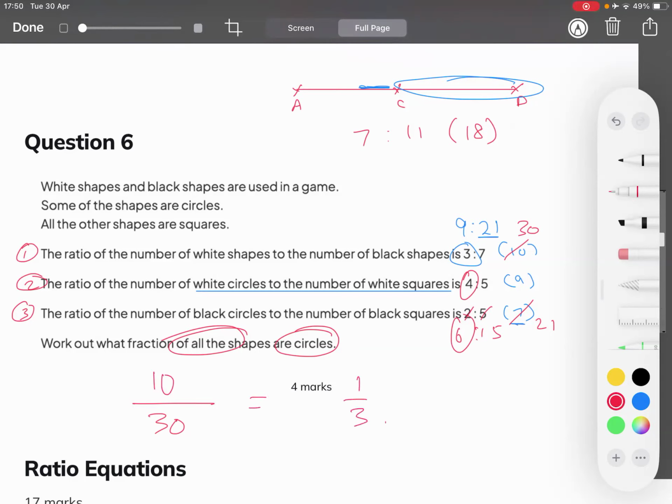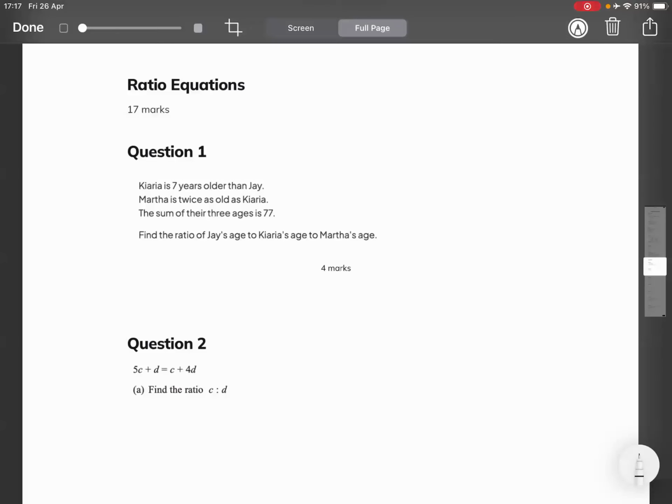Okay. So you might not get this the first time, but the idea for the really hard one is to understand what to match. So these are sentences and we have to turn them into ratios, okay? So we have K, J, and M, okay? Who do we think is the youngest out of all of them? Who's younger, Kiaria or Jay?